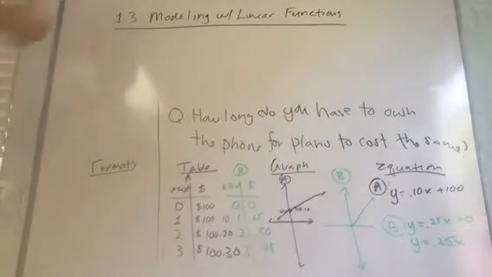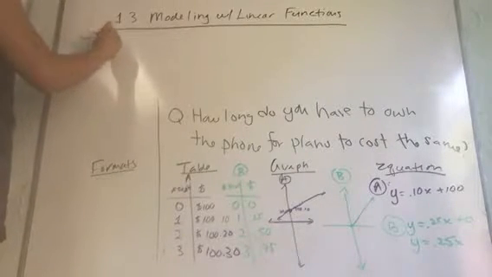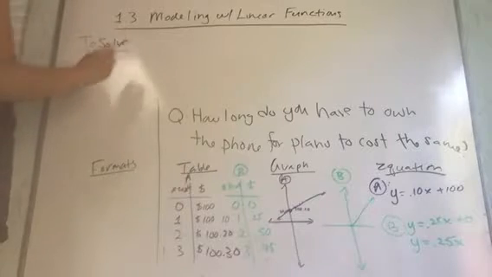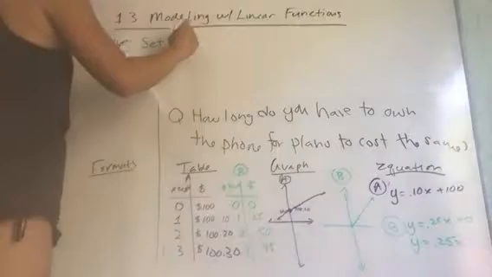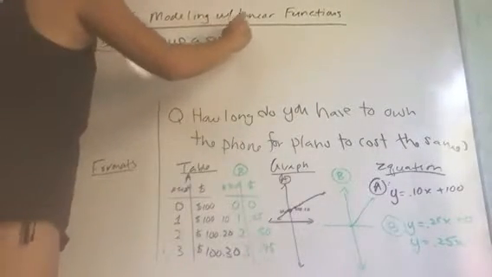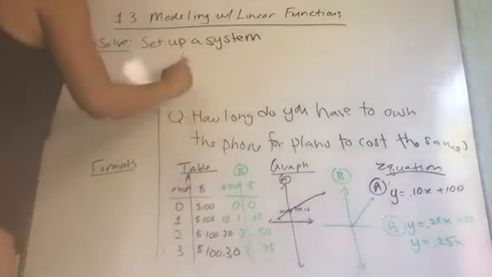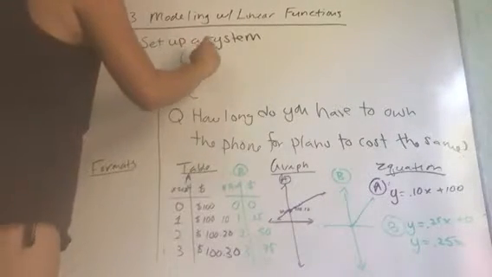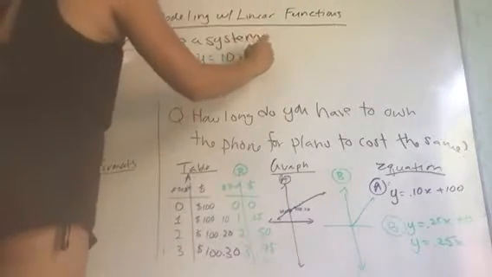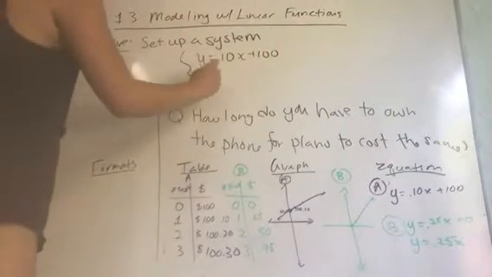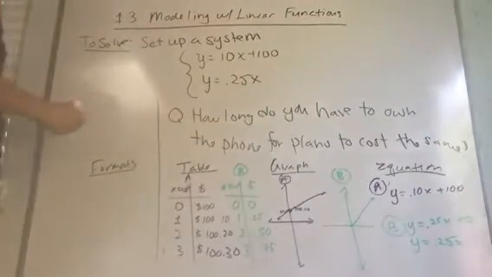And we have a system basically, so to solve this question, we need to set up a system where we're solving for multiple variables at the same time, okay? So the system that we have is y is equal to 0.10x plus 100, and y is equal to 0.25x plus 0, okay?